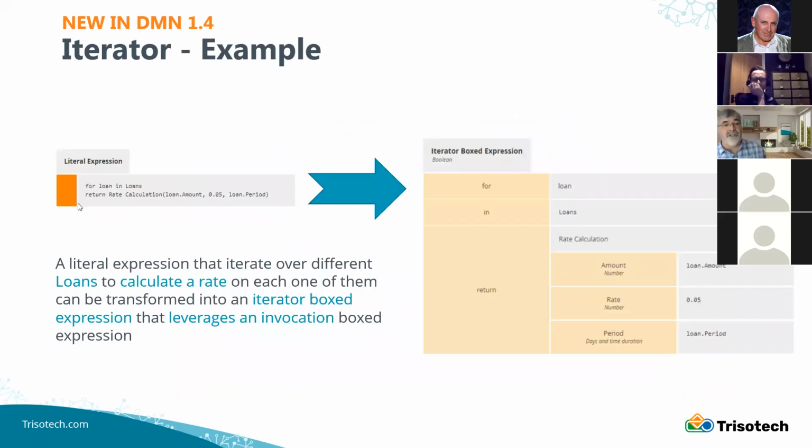So for example, if you have something like this literal expression, for loan in a series of loans, so for a particular loan in a collection of loans, return the rate calculation, which is an invocation of a function, passing these parameters. When you transfer all this into a box expression, it becomes much more visual. And we know that business people can read this readily, quickly, saying, okay, for loan in loans, then invoke the rate calculation with these 3 parameters.